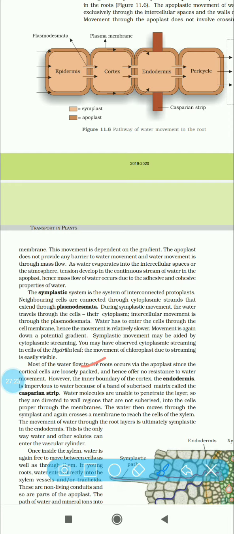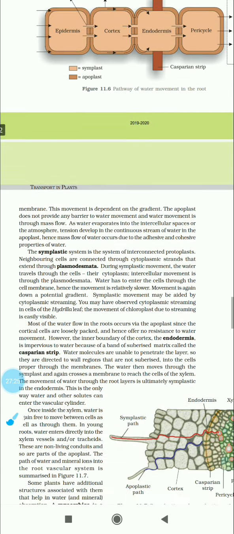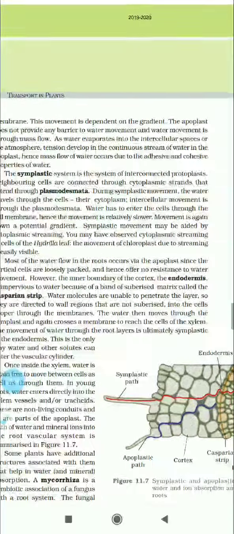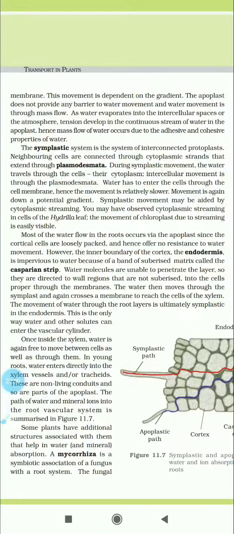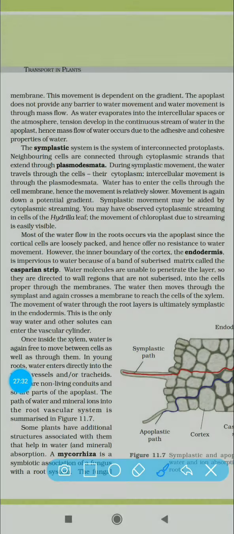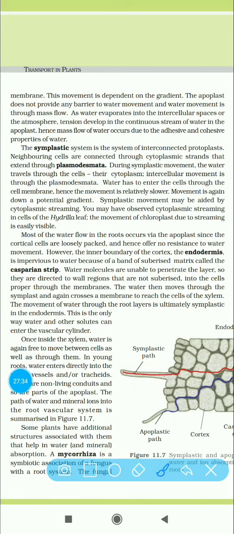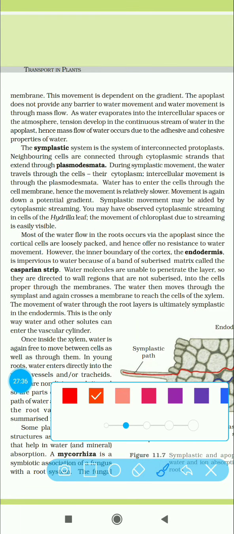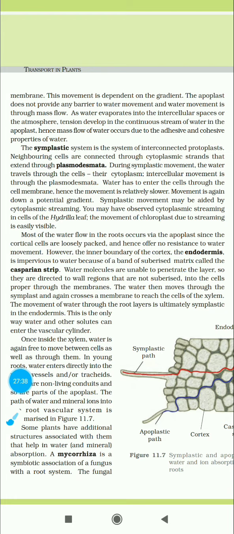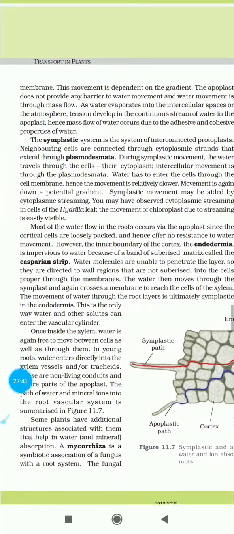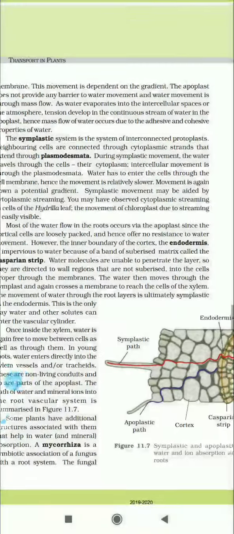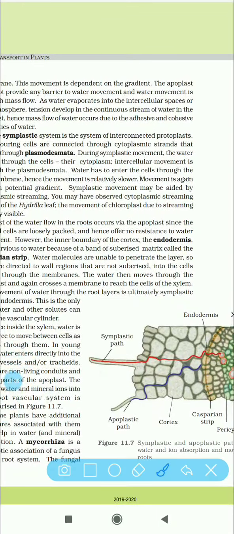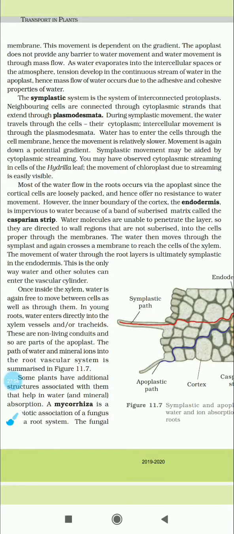Now the second movement which they are trying to explain is the symplastic movement. Symplast movement mainly happens by the system of interconnected protoplasts. So I hope you know what protoplasts are. Protoplasts are the cells without cell wall. So what we are talking about right now is the cell membrane, not the cell wall. Apoplast was through the cell wall.